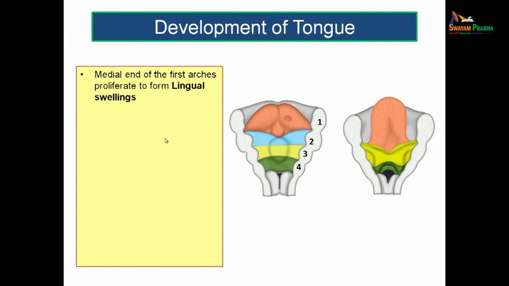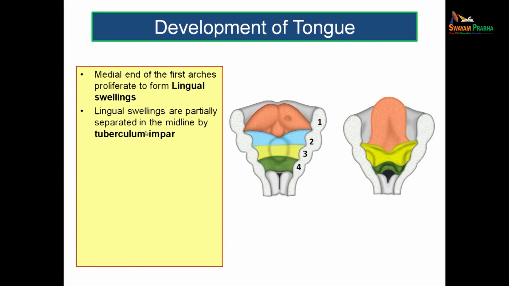At this juncture we will discuss the development of the tongue as well. This is actually the floor of the pharynx as viewed from the inner aspect. You can see the pharyngeal arches on either side. These are the cross sections of the pharyngeal arches. Now, just concentrate on the first arch. This is the medial end. The medial end of the first arch proliferates to form two swellings. These two swellings are known as lingual swellings.